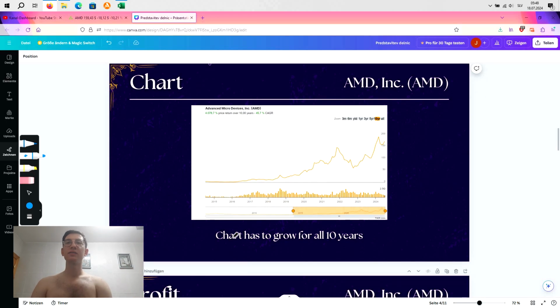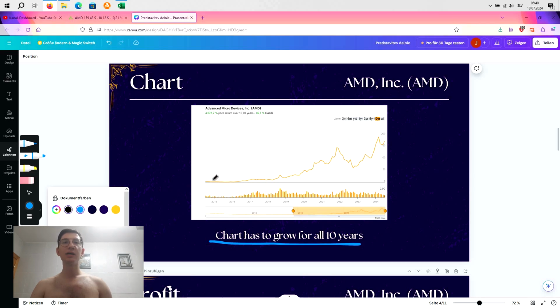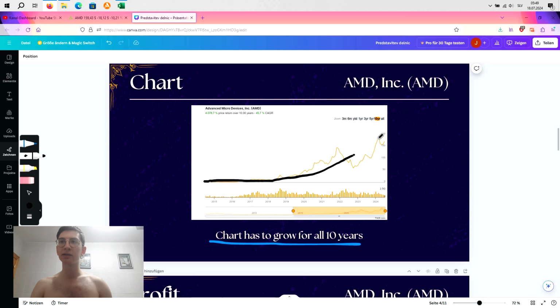Now let's go to the chart, and for chart we have an instruction that tells us it has to grow for all 10 years. Now what exactly does that mean? That means that I will draw a little exponentially growing line, kinda like that. And we are going to compare the stock price chart, which is the orange line, with this black line that grows exponentially. And preferably they should follow each other because that means that we are investing in a company that grows, that is profitable, that is expanding, because otherwise the stock price chart would not grow like that. You know what I mean?